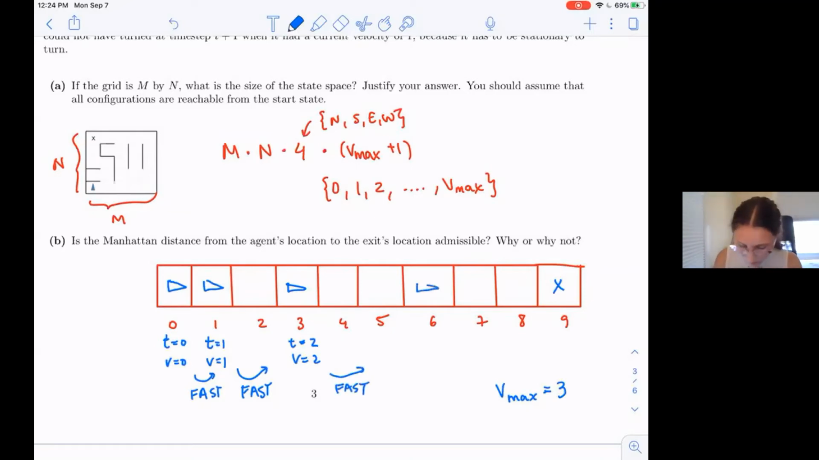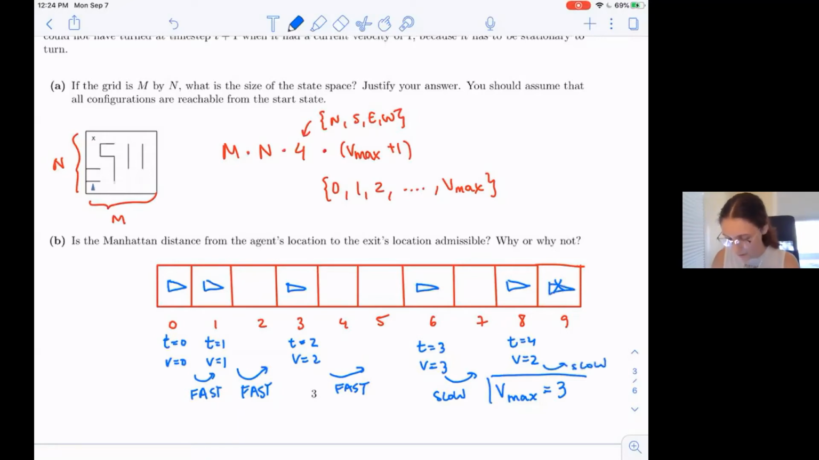Now, where is our agent going to end up? They're going to end up at state 6 at time equals 3 with a velocity of 3. Let's start slowing down so we can actually reach the goal. So we're going to take a slow action. This is going to land our agent at t equals 4 with v equals 2. Let's slow down one more time. This is going to land our agent at t equals 5, v equals 1, but we're not yet stopped. So we're going to take one more action to slow down. At t equals 6, we will have finally achieved v equals 0 at our final destination.